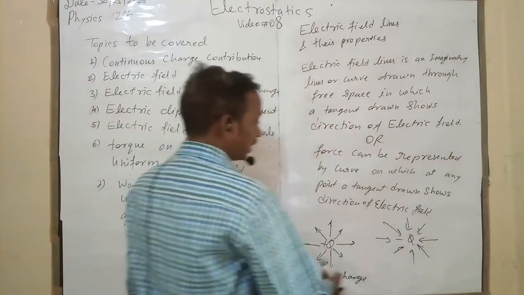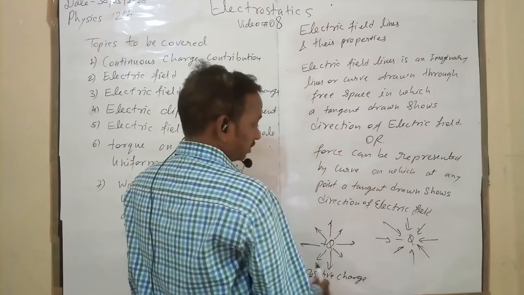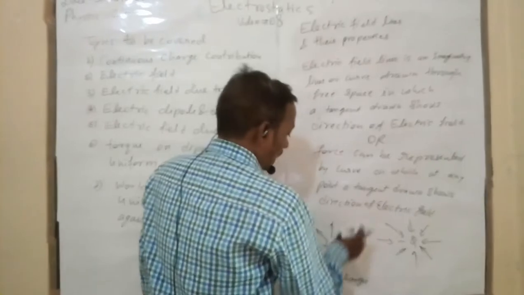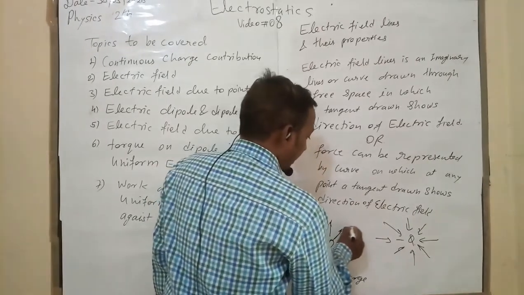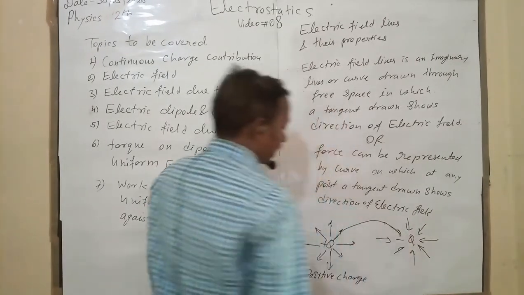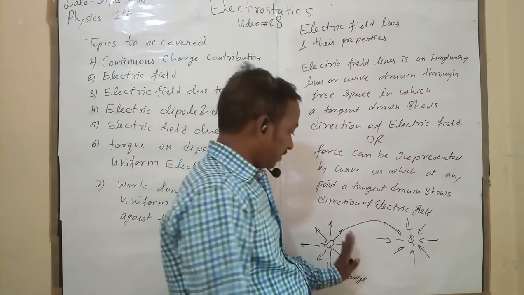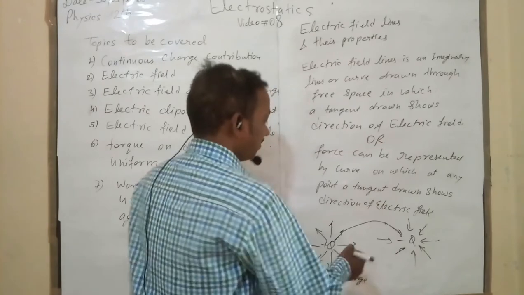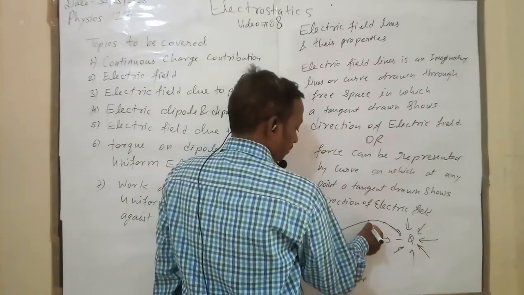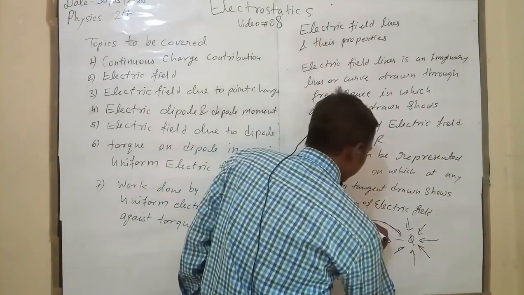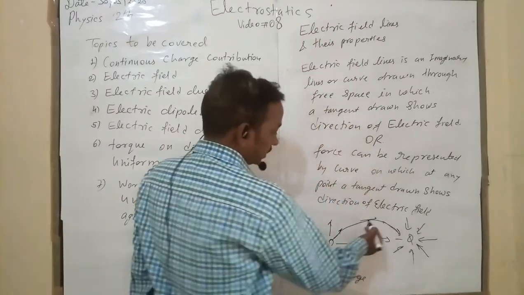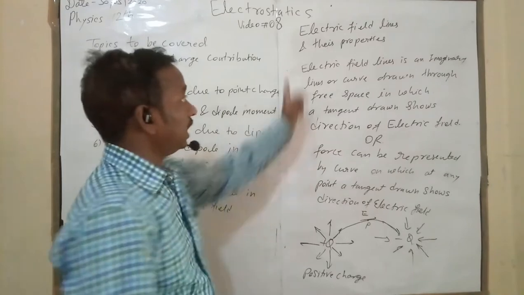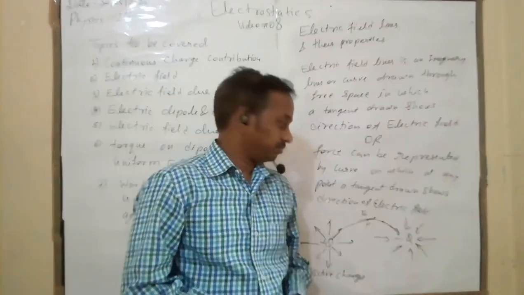Suppose there are two charges, one is plus Q and another is minus Q. Field lines go out from the positive charge and enter into the negative charge. Between them in free space, if we take a point P and draw a tangent at this point, this tangent shows the direction of the electric field.